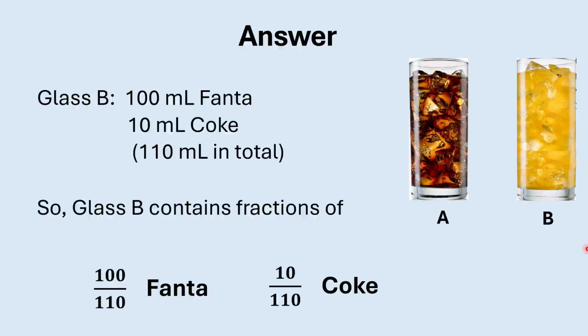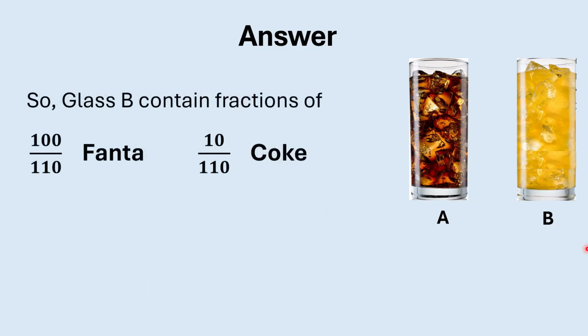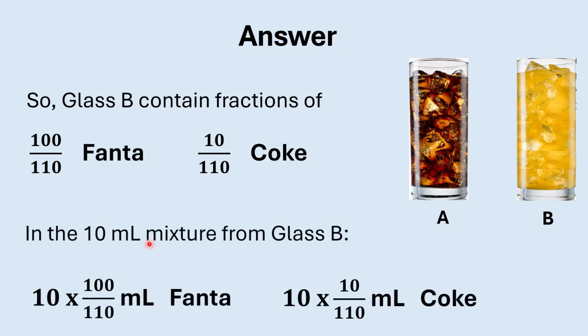It is pretty easy because the ratio of the amounts of the Fanta and Coke is equal to 100 to 10. So that means the fraction of Fanta is equal to 100 over 110, and the fraction of Coke is equal to 10 over 110. The reason we obtain both fractions is to calculate what is exactly in the 10 ml mixture. Actually, we can use 10 ml to multiply each fraction to obtain the amount of Fanta and Coke.